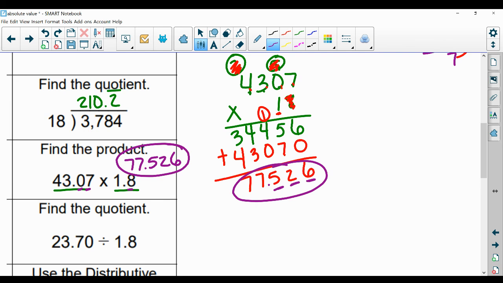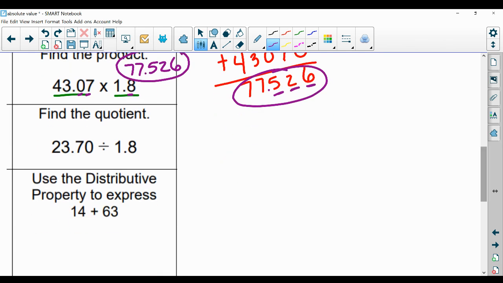All right, the next question says find the quotient. We have a decimal here. So I'm going to build my house. Remember, whatever comes first goes in the house.